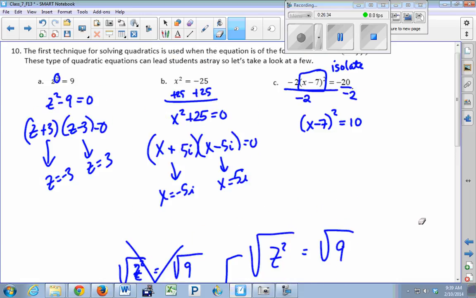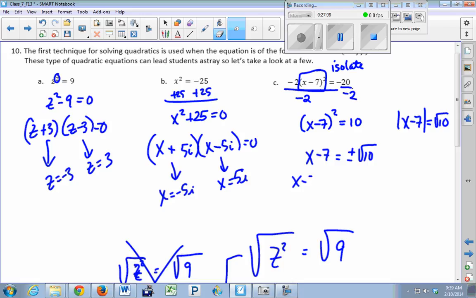The square root of x minus 7 squared, you could say, is x minus 7 without the absolute value, as long as you remember to do this on the right side. You've got to put plus and minus square root of -10. Or you could have said the square root of x minus 7 squared is x minus 7 in absolute value, and then put this on the right side, and then solve it by setting it equal to the positive square root and the negative square root.